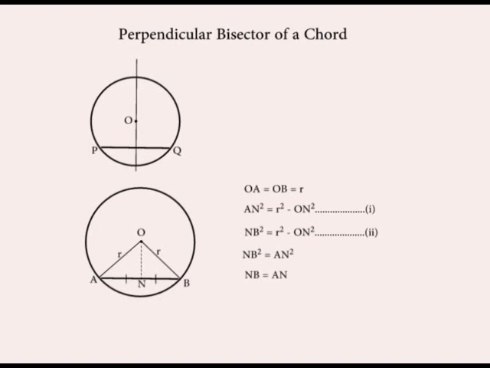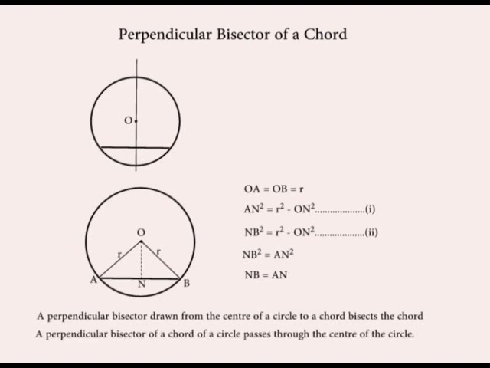And therefore, a perpendicular bisector drawn from the center of a circle to a chord bisects that chord. Or we can put it in another way, a perpendicular bisector of a chord of a circle passes through the center of the circle.